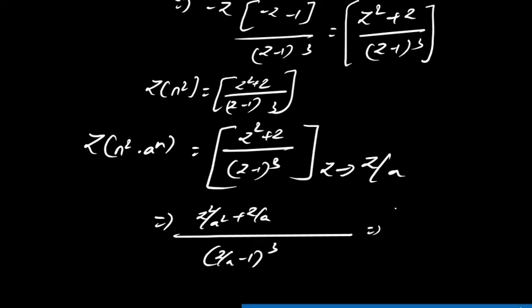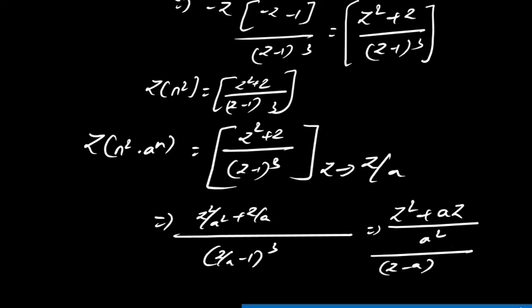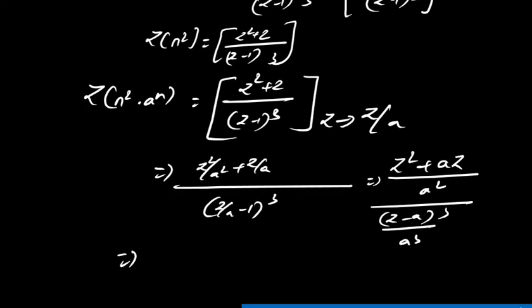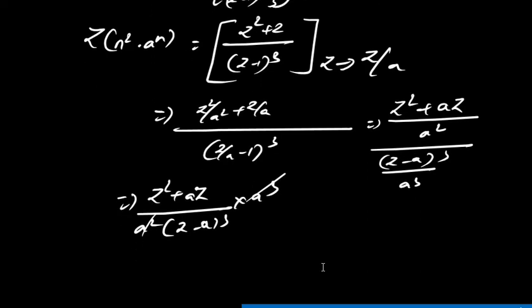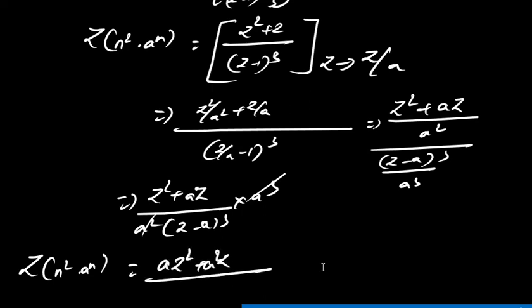Here the LCM is A square. So it is Z square plus AZ by A square, and here we have Z minus A the whole cube by A cube. You have to simplify it further. So it is Z square plus AZ by A square into Z minus A the whole cube, and denominator A cube goes to numerator. So we are left with Z transform of n square into A power n is A Z square plus A square Z divided by Z minus A the whole cube.